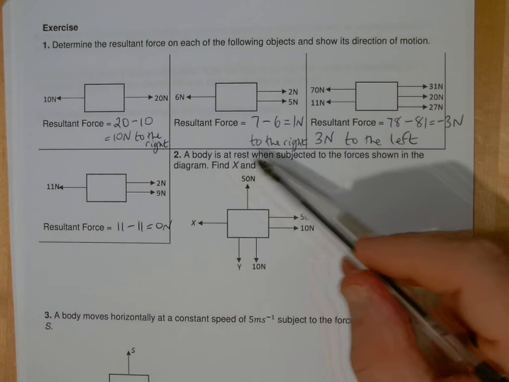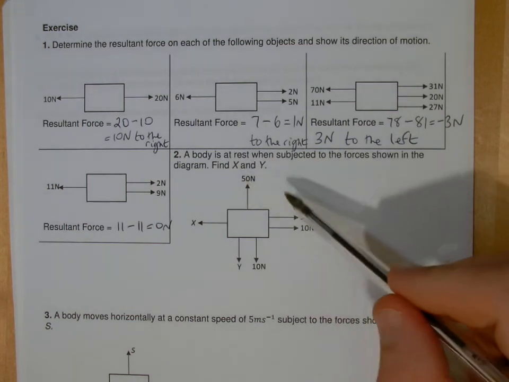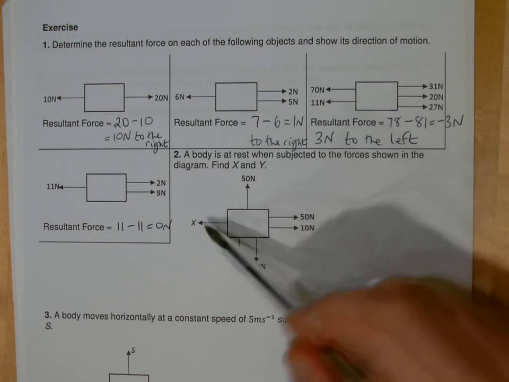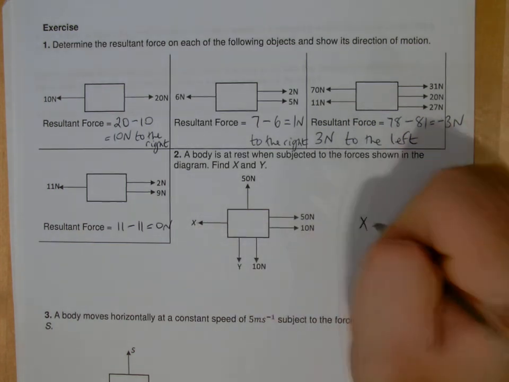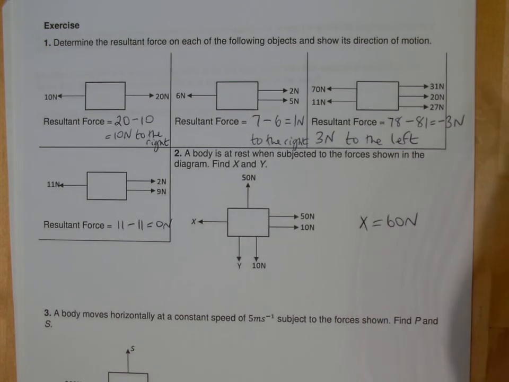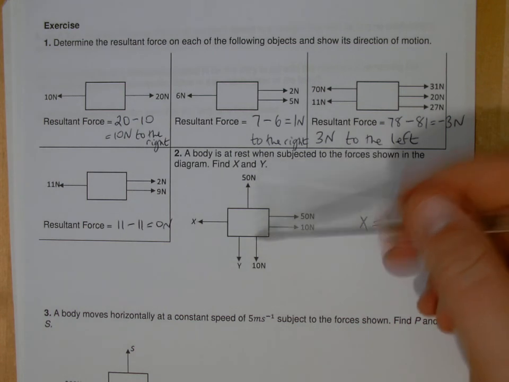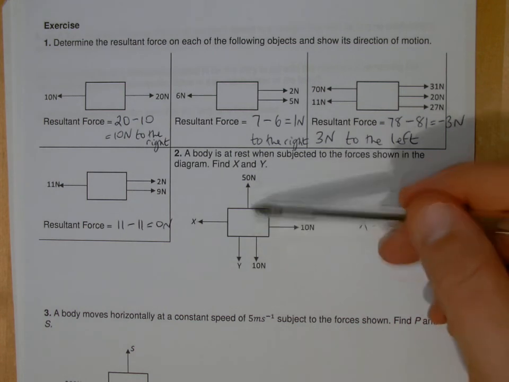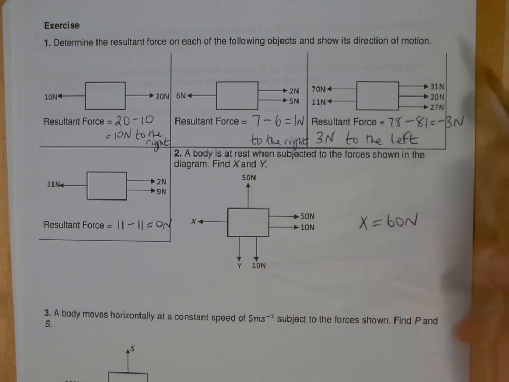In this case here, body is at rest when subjected to the forces shown in the diagram. Find x and y. If it's at rest, that means x has got to balance with this here, so x has got to equal 60 newtons. Okay, opposite directions have to balance, and the same here then in the vertical direction, or this direction here. We've got 50 newtons going that way, so in that case then y has got to be 40, isn't it?